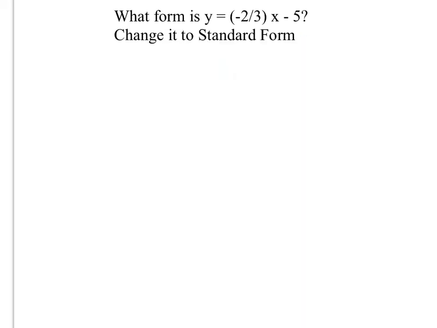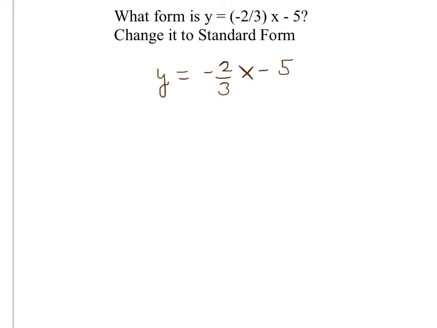So because of the different forms we use, sometimes we're going to want to change from one form to another. In this problem, I'm giving you a problem in slope-intercept form, and we want to change it to standard form. This is the first one, so I'll go through it with you. So y is equal to negative 2/3 x minus 5. Standard form says we can't have any fractions.